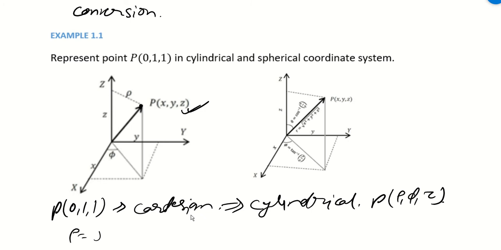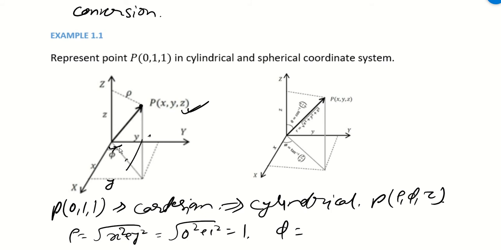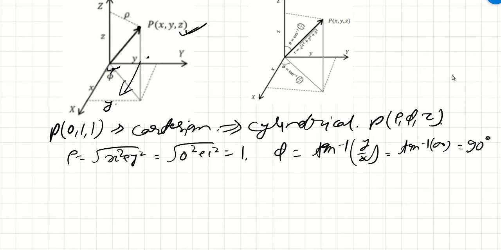So rho will be what? Root under x square plus y square, where x is 0, so 0 square plus 1 square, that is 1. And phi will be this angle, which we can write in terms of tan. This is y, so tan phi will be y by x, and phi will be tan inverse y by x. It means tan inverse 1 by 0, which is infinity. So tan inverse infinity is 90 degrees. So we have found rho and phi.